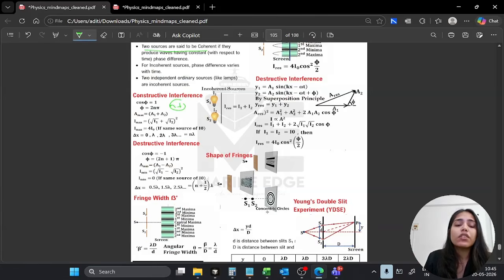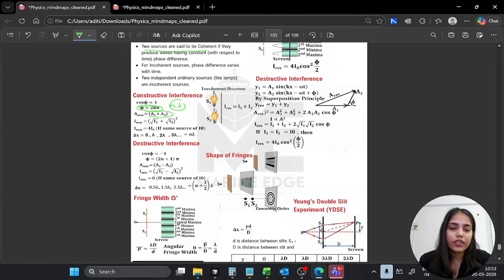So now, for constructive interference to occur, cos phi should be equal to 1, right? So phi can only be equal to 2n pi. Now, if there are two waves having amplitudes A1 and A2, the maximum amplitude will become A1 plus A2. The intensity will be (√I1 + √I2) the whole squared.